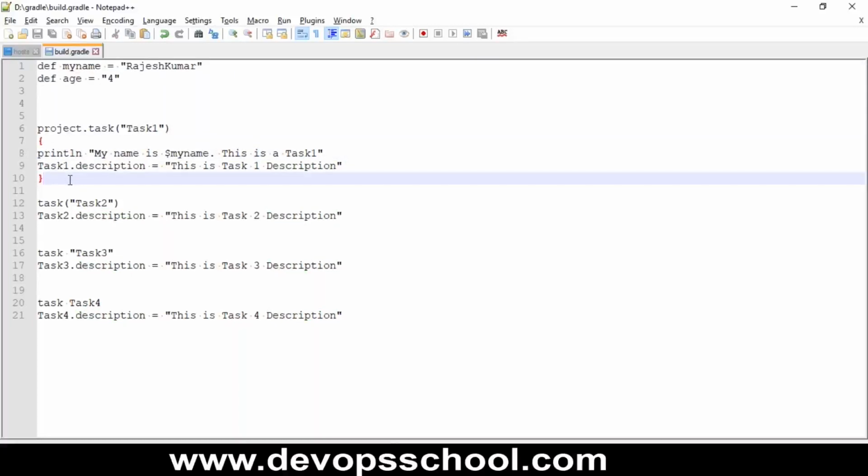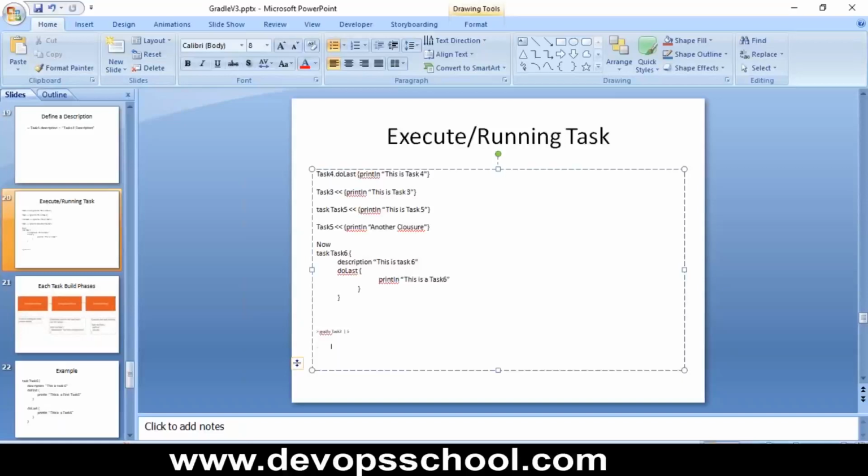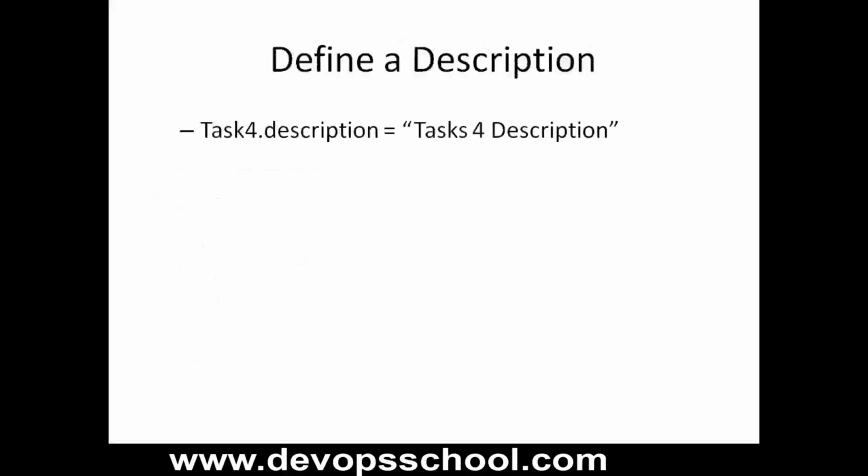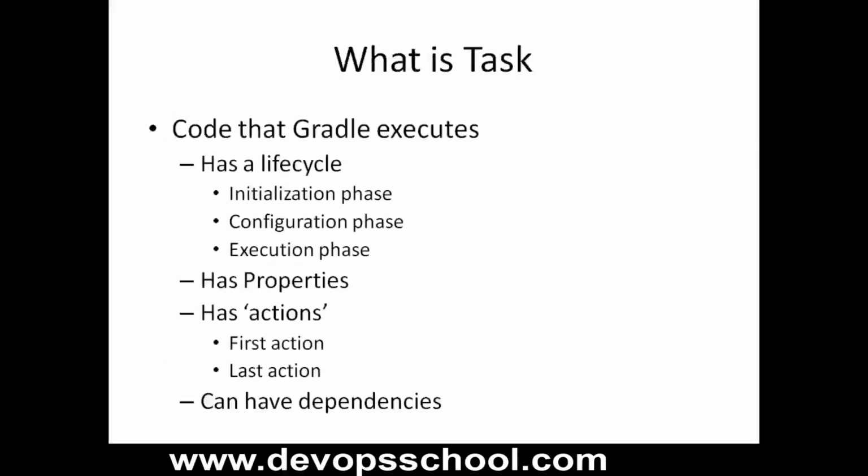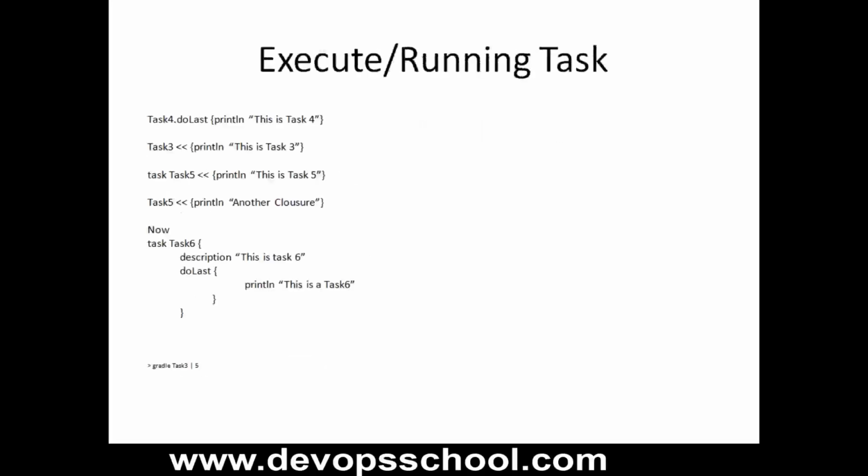Real task means building, copying, something like this. But before getting into that, remember you have to understand that a task has an action. Basically there are two actions on each task. One is the first action, called doFirst, and the second action is called doLast.